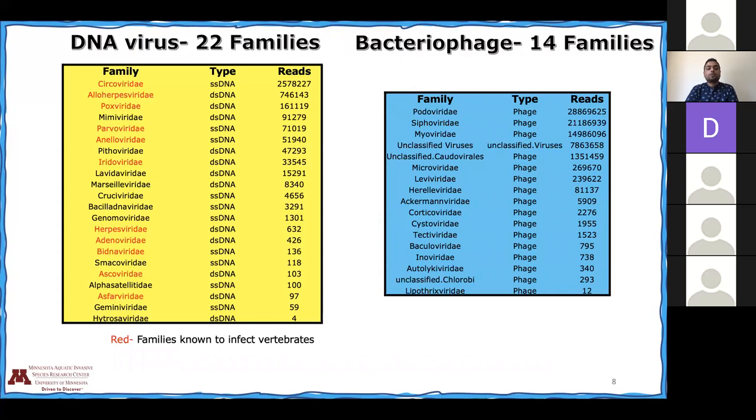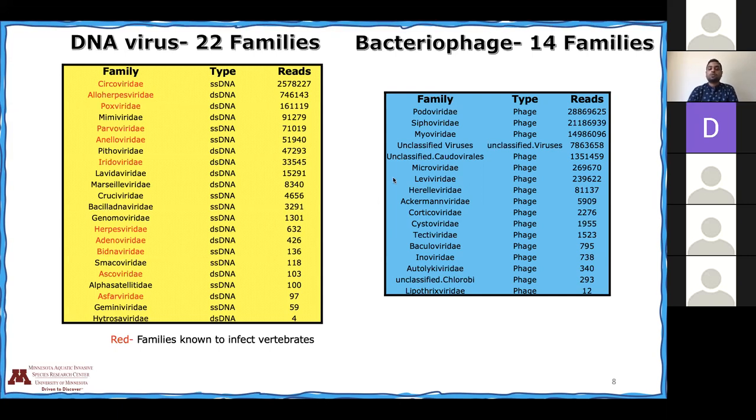We also found Alloherpesviridae, which contains koi herpesvirus, and koi herpesvirus is specific to the common carp. We also found large DNA viruses like Poxviridae and Iridoviridae. The red marking here shows that those families contain pathogens or viruses which can infect vertebrates. On the right-hand side, you can see the bacteriophages, and we detected a total of 14 bacteriophage families, and among them Podoviridae was the most abundantly present.